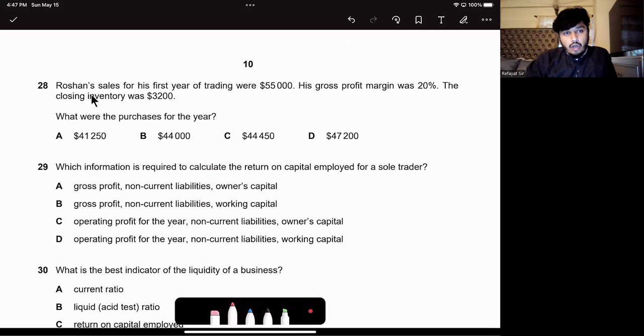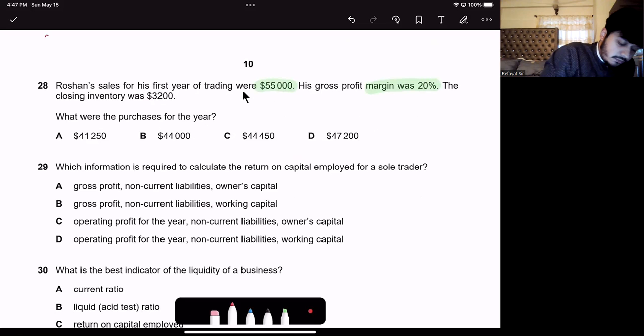28. Roshan's sales for his first year of trading were 55,000. His gross profit was 20% and closing inventory was 3,200. What were the purchases for the year? All right, we have to do a lot of reverse math here. First of all, sales are given, margin is given.